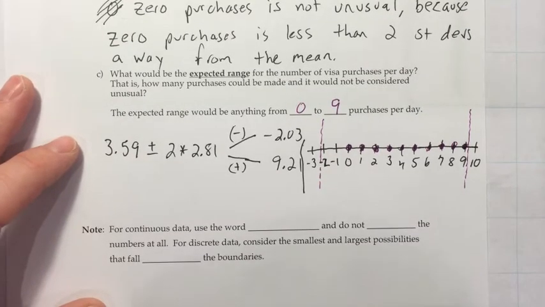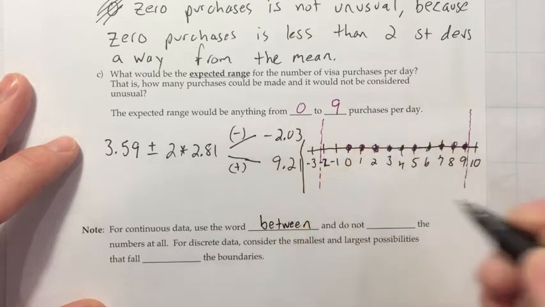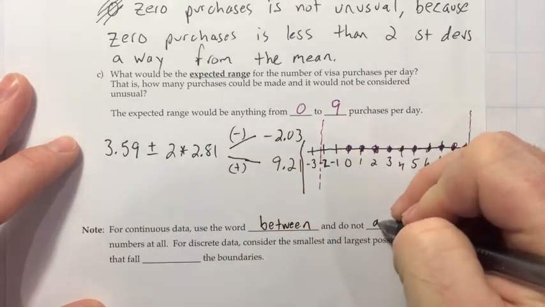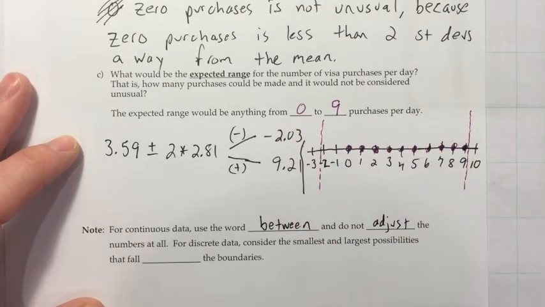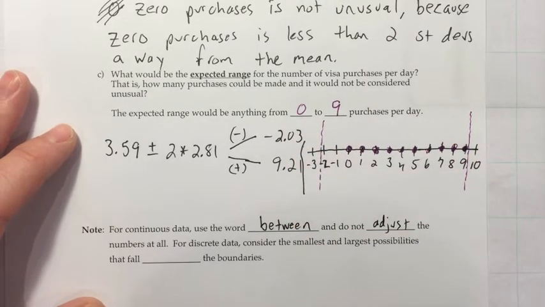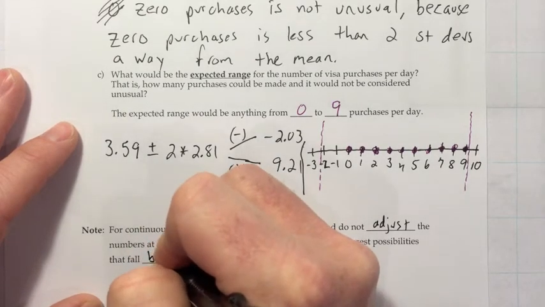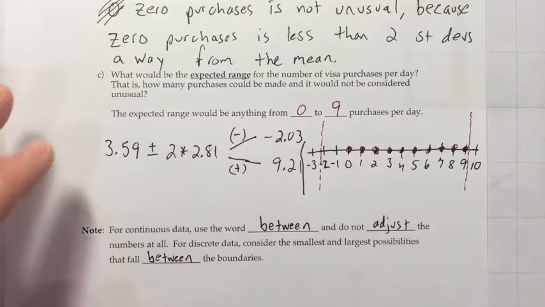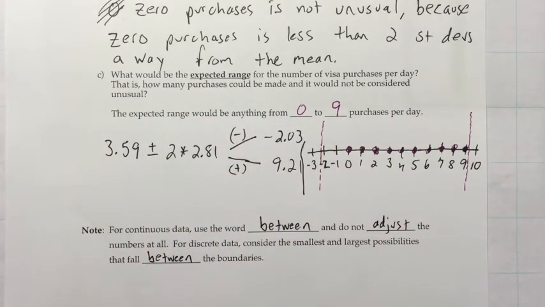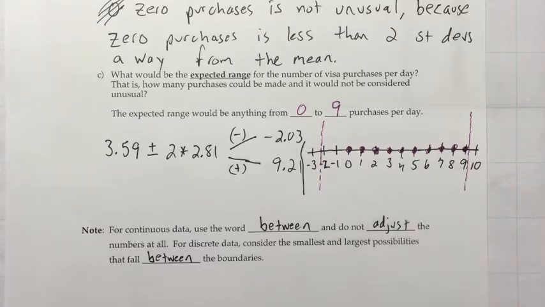So a quick summary of that. For continuous data, use the word between, and do not adjust the numbers at all. Whatever comes out of these calculations, leave them alone. But for discrete data like we just did, consider the smallest and largest possibilities that fall between those boundaries. And at first, while you're trying to work this out, I think drawing a picture like this is really helpful to understand why you're picking the numbers you are, and to make it clear that this is not a rounding that's happening, but just a boundary.